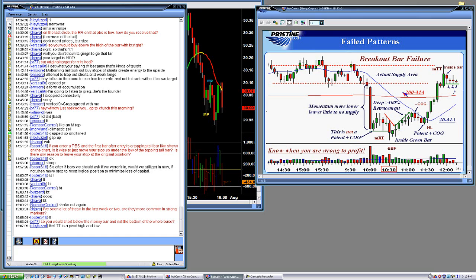200 MA, there's nothing to the left there. Once it comes up into this area here, you have to be thinking about being a seller, because that's where others are going to be selling. This might be a breakout failure here because of the tail and the inside bar, but it hadn't broken yet.